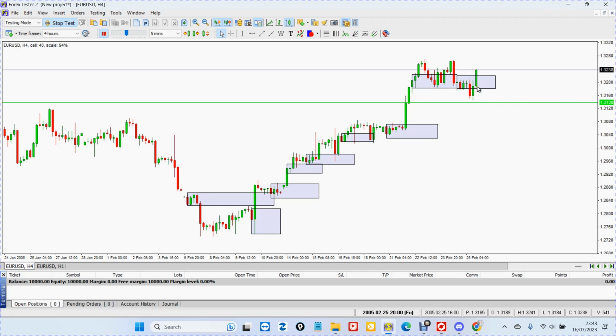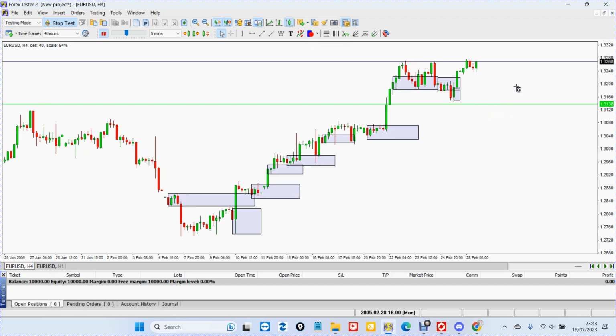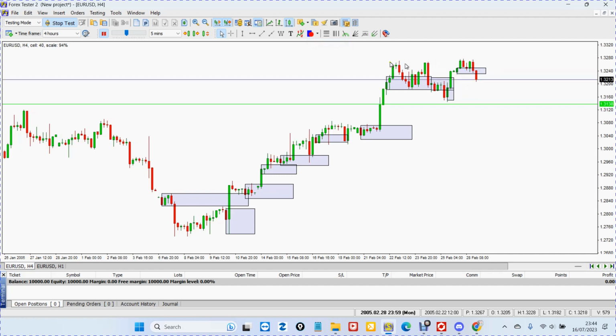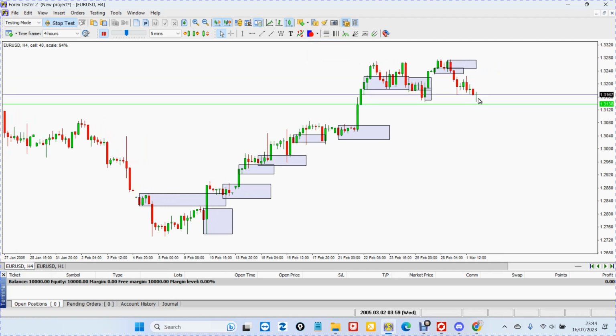And now we've taken this supply level out. Have we made a new high? No, but have we taken out supply? Yes. So this is now trend following demand. Rally, base, rally. Now we've got a little bit of a rally base drop, supply.